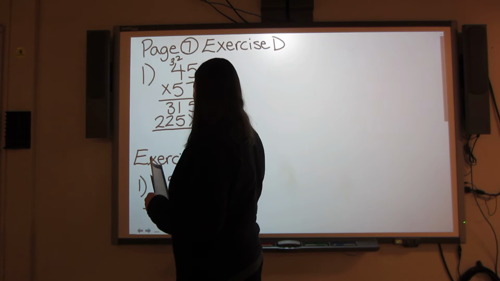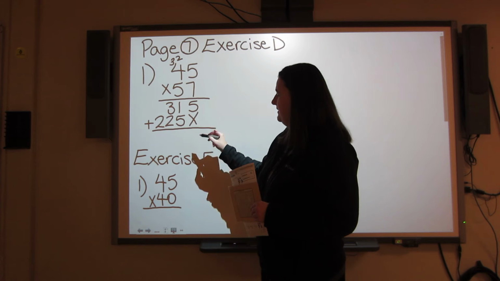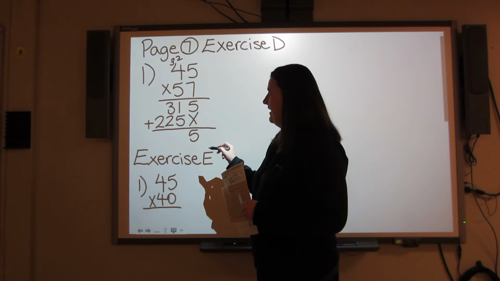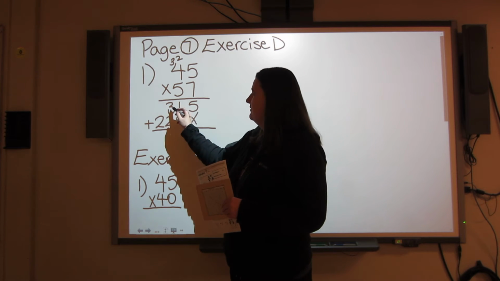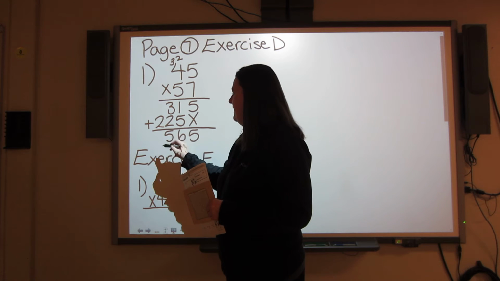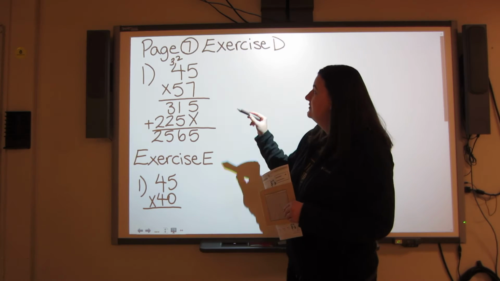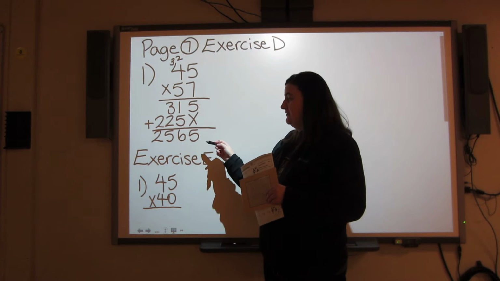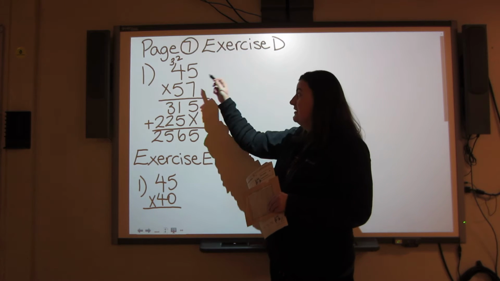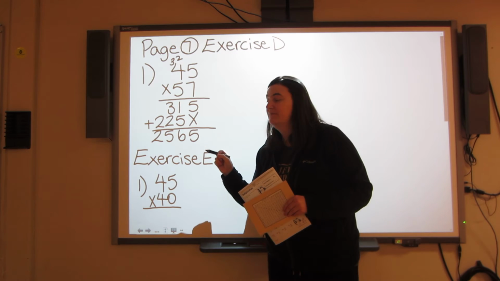is 22, and you add them up. 5 plus nothing is 5, 5 plus 1 is 6, 3 plus 2 is 5, and 2 plus nothing is 2. So 45 times 57 is 2,565. No decimals in the question, no decimals in the answer.